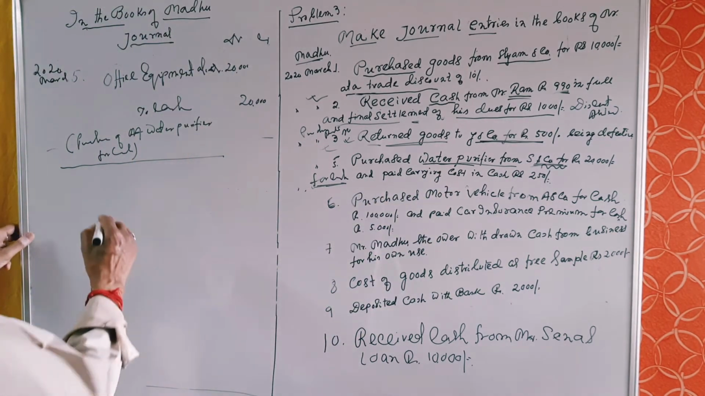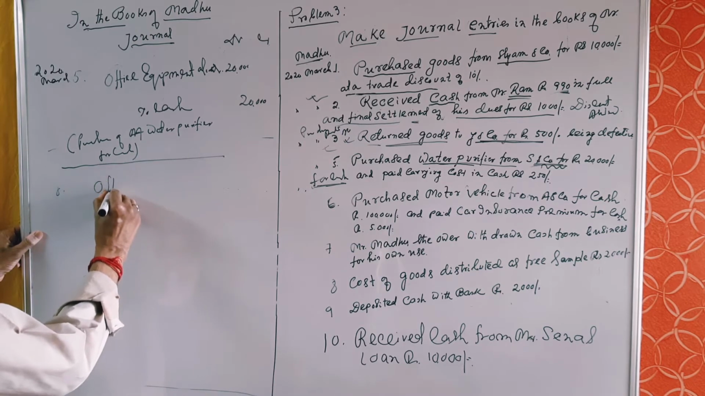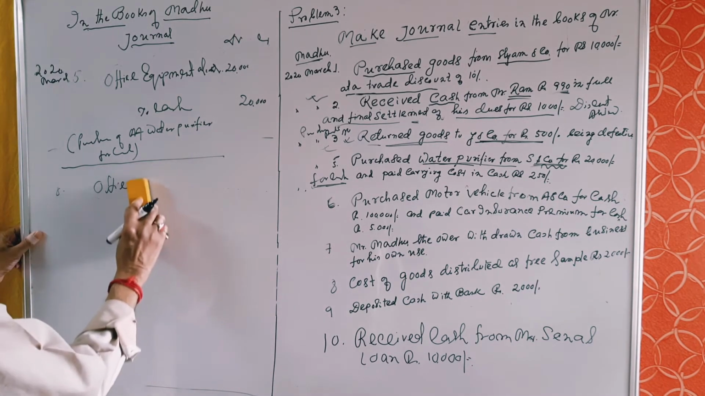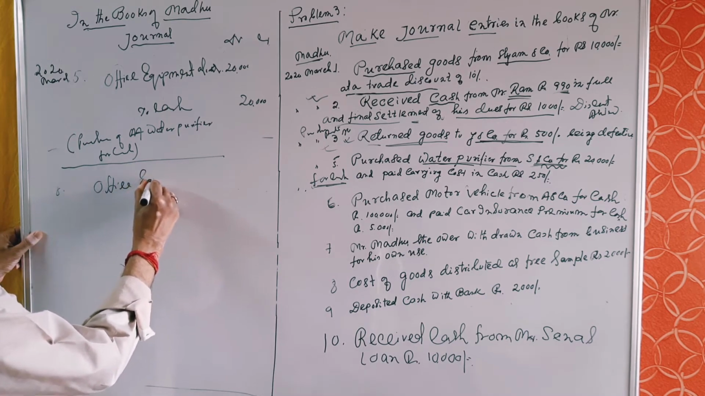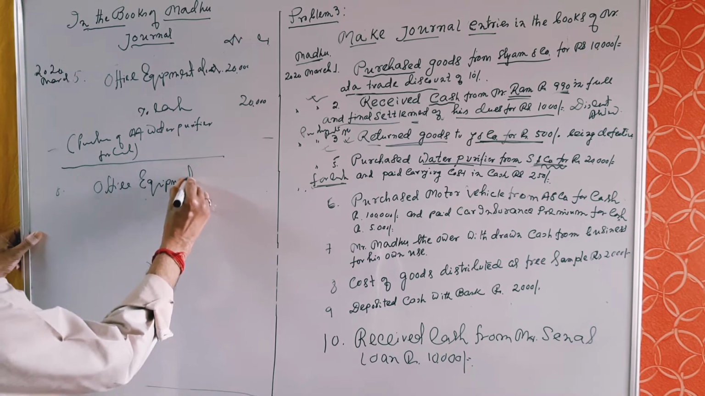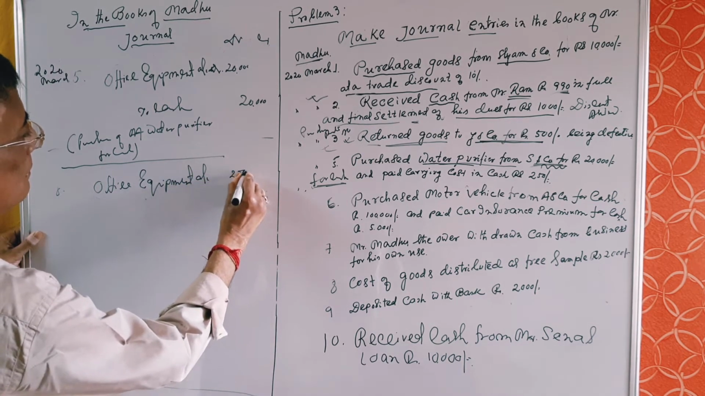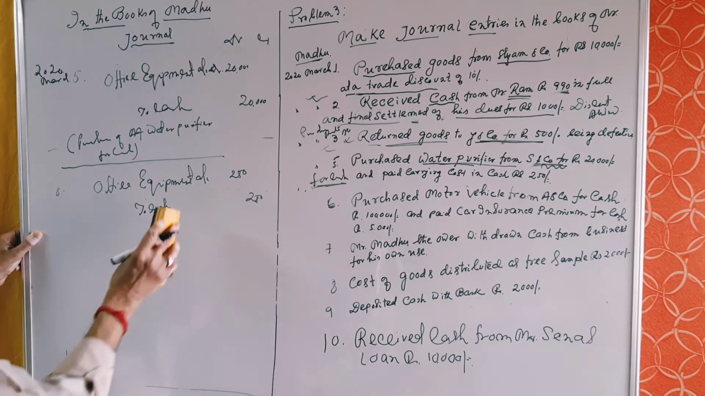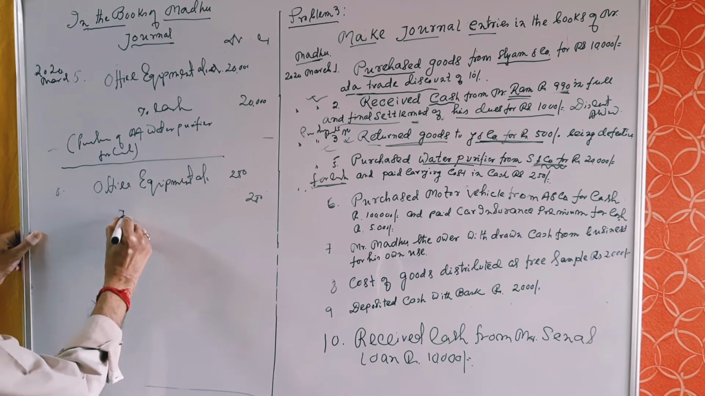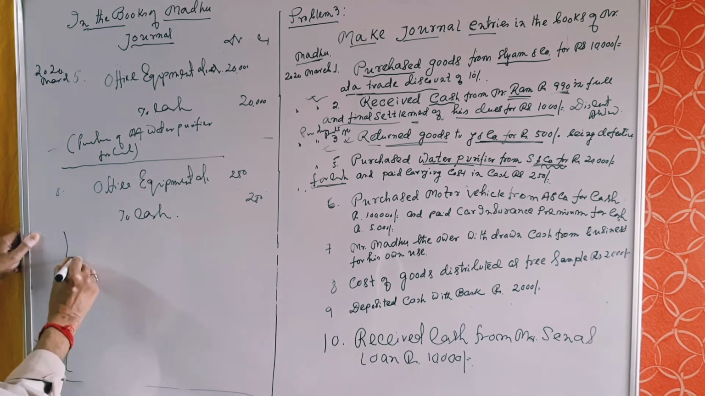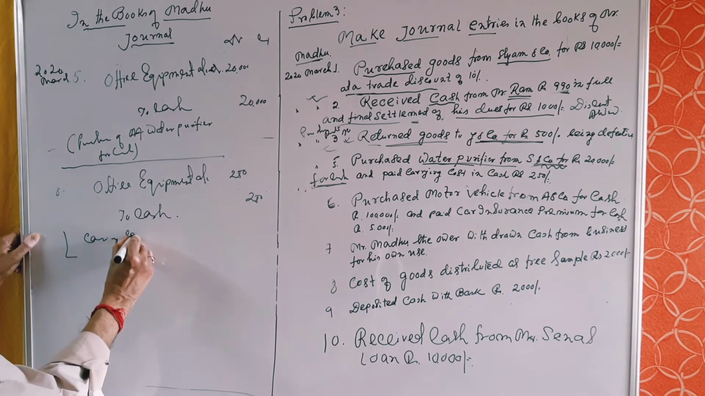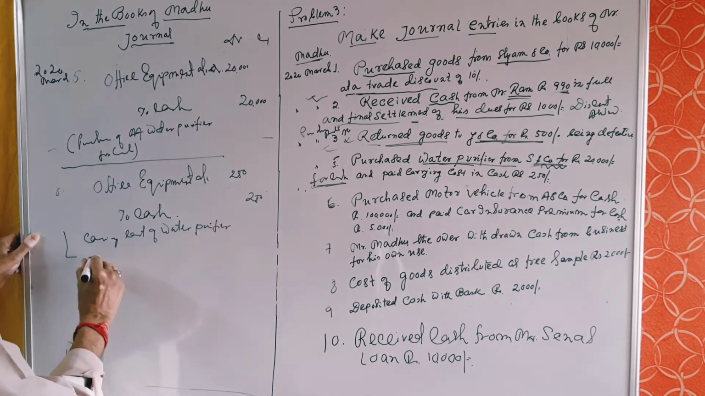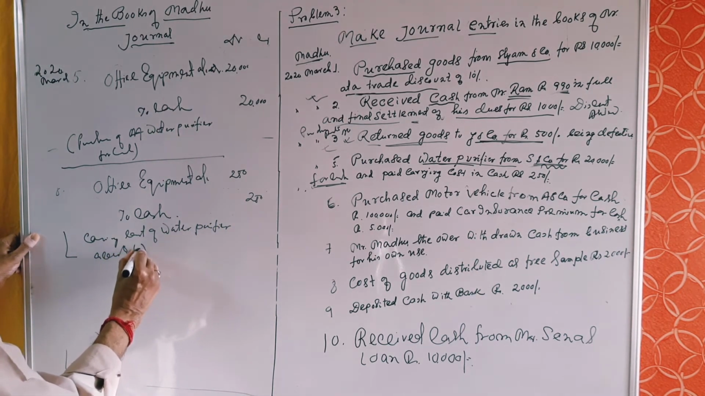So what will be the entry? Once again, we should debit office equipment account, on consideration of the carrying cost of water purifier accounted for.